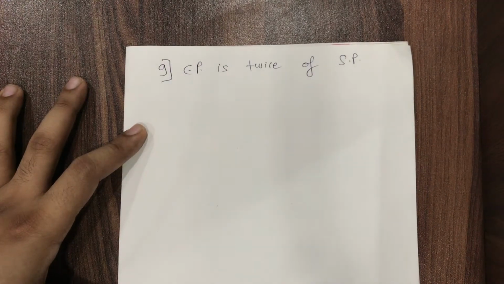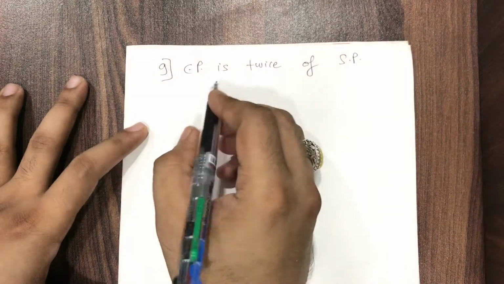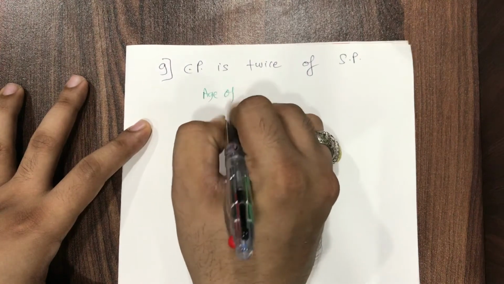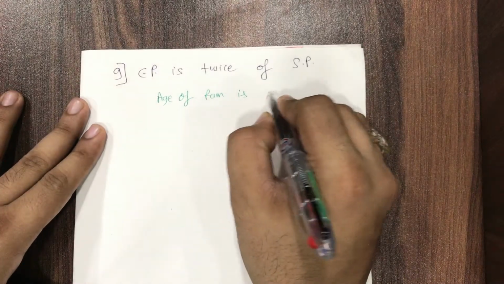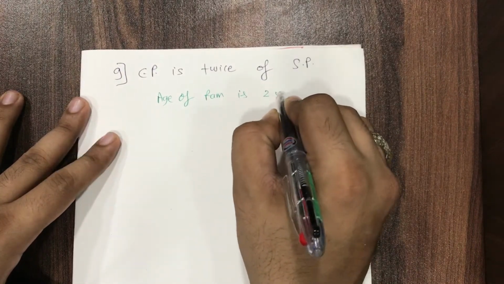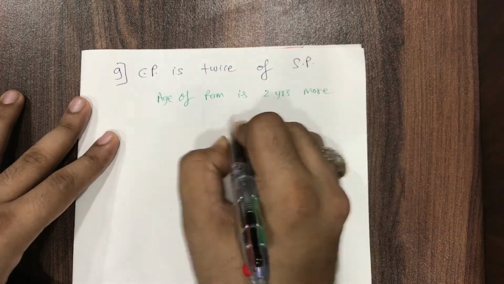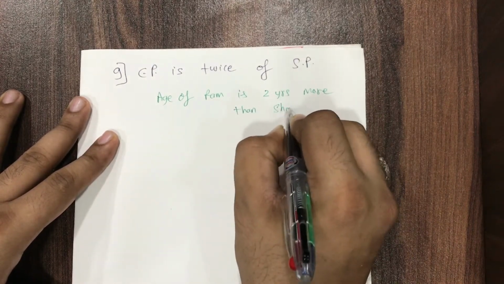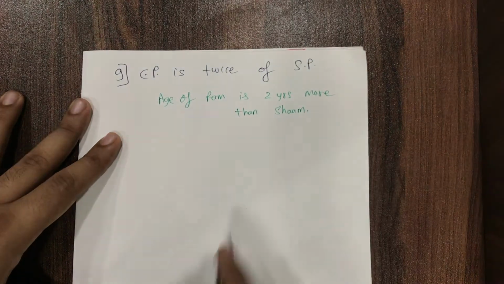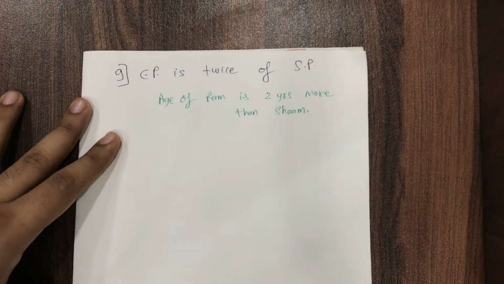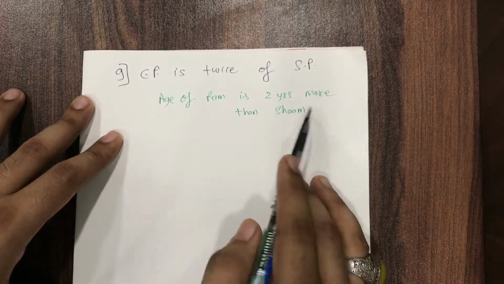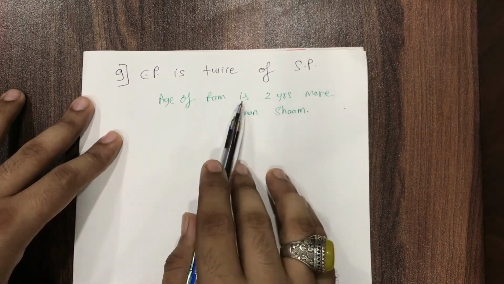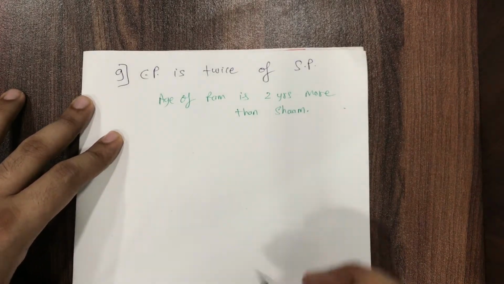Now, before starting this question, students, I'll give you one example. Please pay attention. If I say, age of Ram is 2 years more than Sham. How will you decode this in Hindi? Age of Ram is 2 years more than Sham. राम की एज 2 साल ज़्यादा है शाम की एज से.